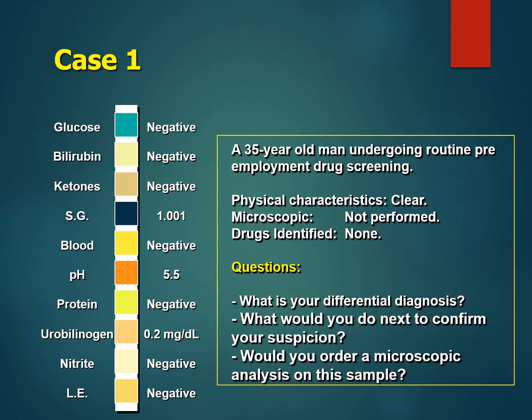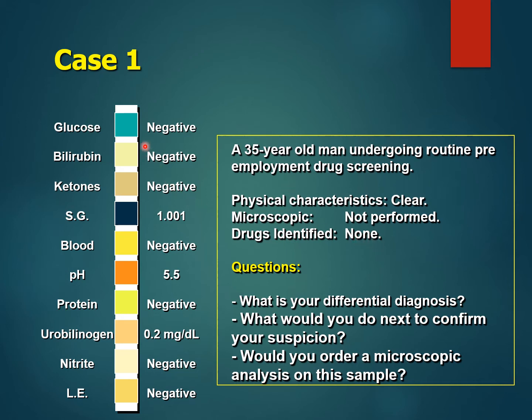Just for clinical scenarios, let us have an example from the urine itself. Let us have an example in this case. A 35-year-old man undergoing routine pre-employment drug screening, like the medical commission. Physical examination characteristics are clear. A microscopic examination is not really performed, and no drug has been identified.